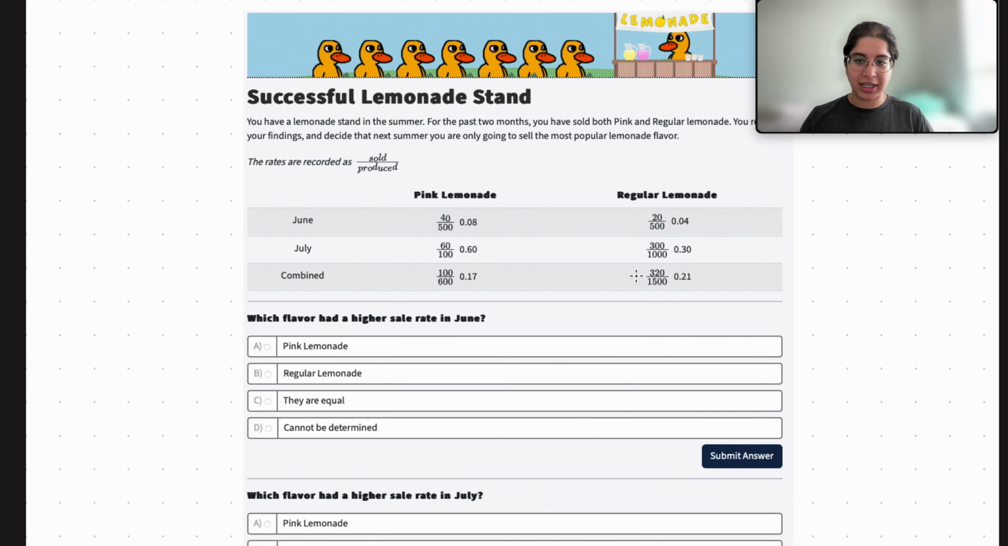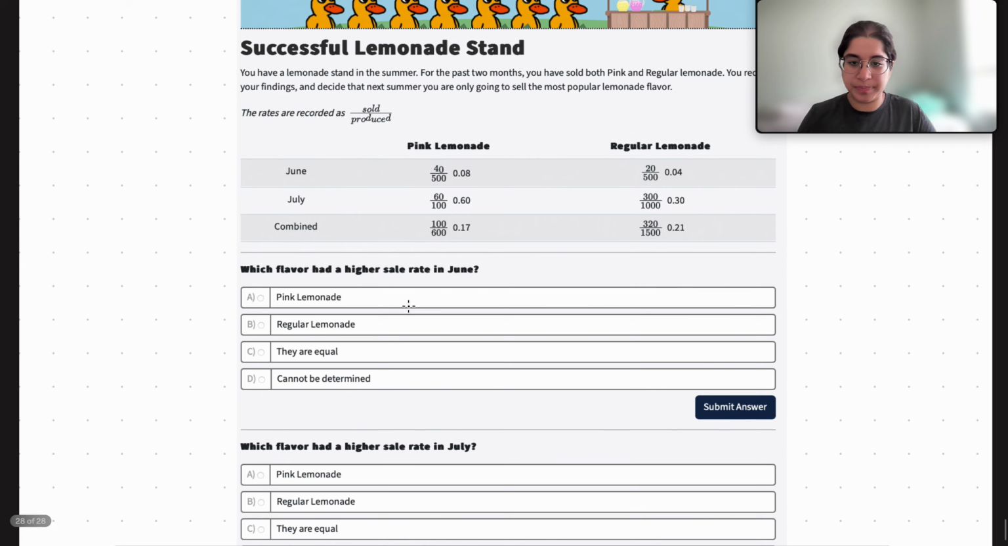So the first thing we want to do is here we have a lemonade stand in the summer. For the past 2 months, you have sold both these flavors of lemonade and decide that next summer you are only going to sell the most popular flavor, right? So this is the table that we have here. And now we need to see which flavor had a higher sale rate in June, right? So when we see our table here, we want to see this June row.